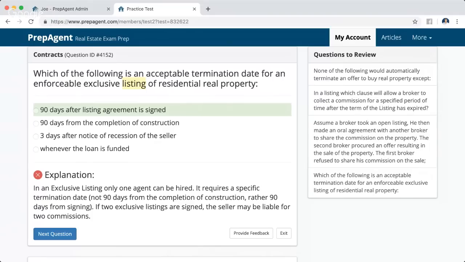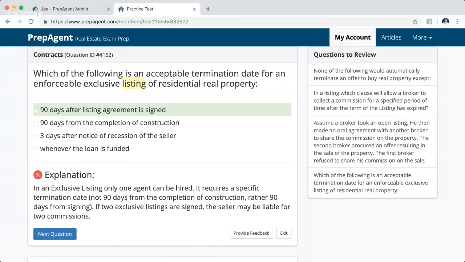Because with an open listing, if you're not satisfied with your current broker, you could just work with somebody else at any time you want. Whereas with an exclusive listing, you cannot work with somebody else until the current contract terminates. Does that make sense? You're bound to that person until the designated time is terminated, which refers to the question here, why you need that definite termination date.